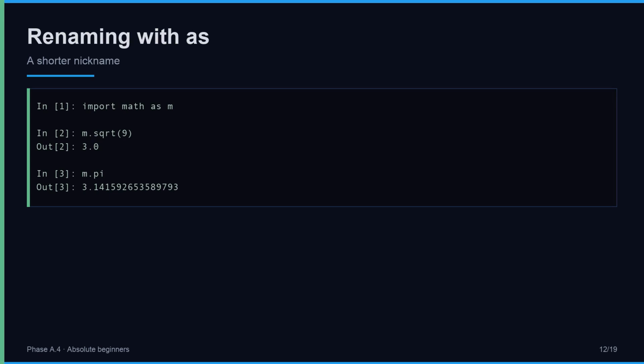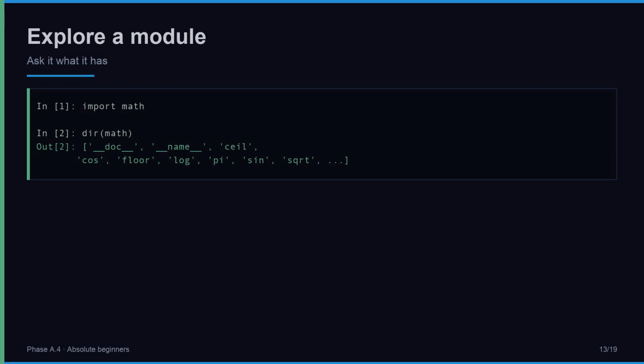Sometimes a module name is long, and you see it many times in one file. You can give it a shorter nickname with the word as. Import math as m. Now m.sqrt works. This is called aliasing. Use it sparingly. A short name saves typing but can make code harder to read for someone who does not know the nickname. In lessons, we usually keep the full name so the source stays obvious. Nicknames, use sparingly.